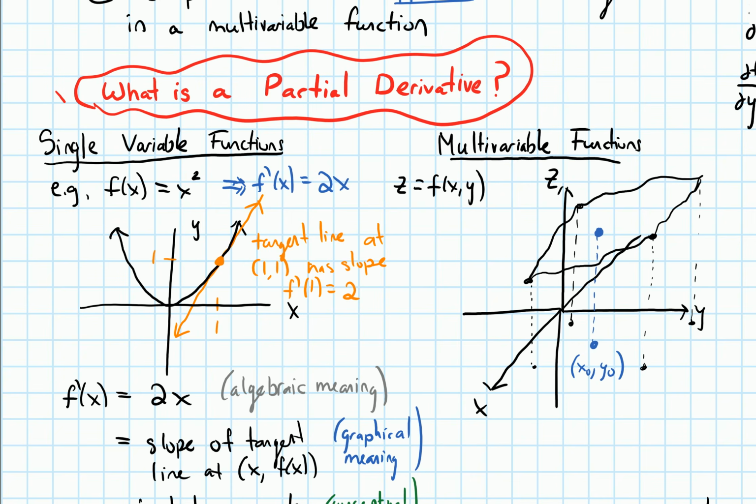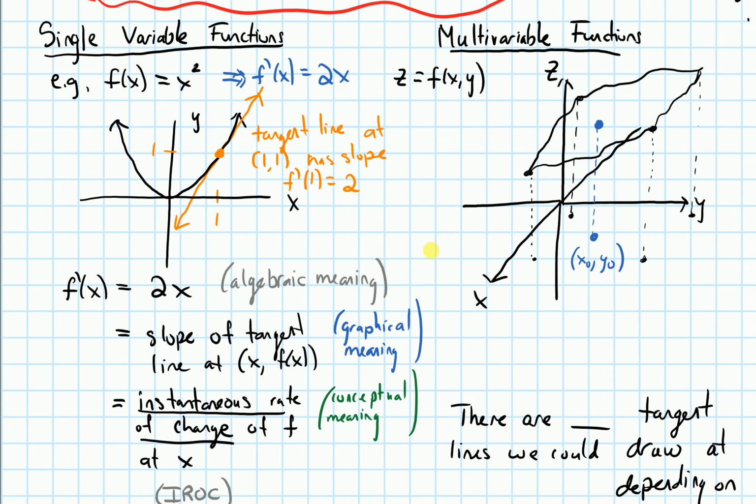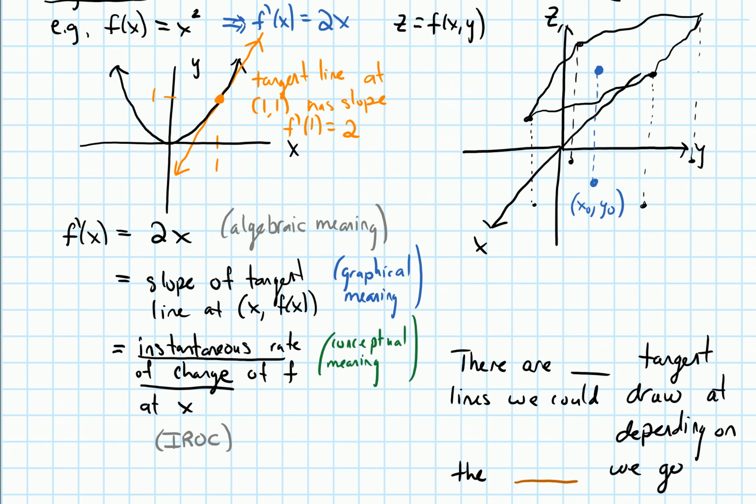So what I want to do now is try to draw a tangent line to this function at this point. But the key difference with the multivariable function is there are many different tangent lines that we could draw. There are many tangent lines we could draw at our point x naught comma y naught, and then the z coordinate would be f of x naught comma y naught. There are many tangent lines that we could draw depending on the direction that we go.